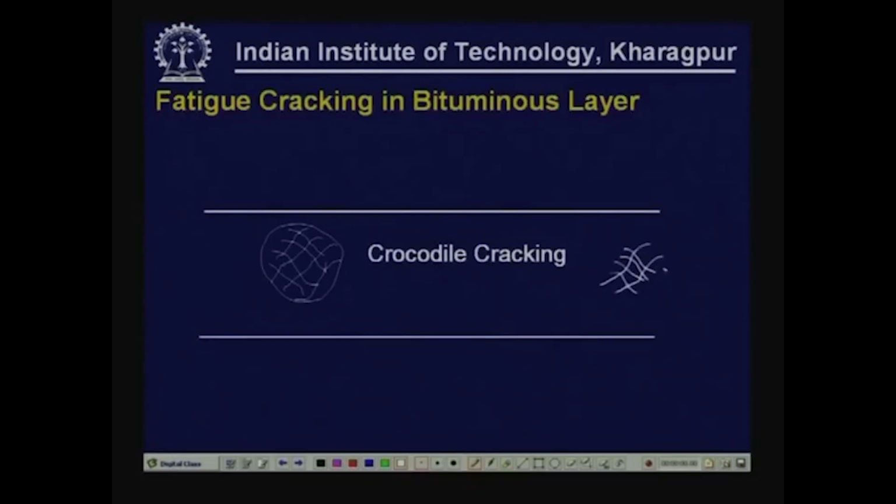which is in chicken net or crocodile shape, rather the back of the crocodile. So, this is the shape, this is called crocodile cracking. This is a very common mode of failure that occurs in bituminous layers.